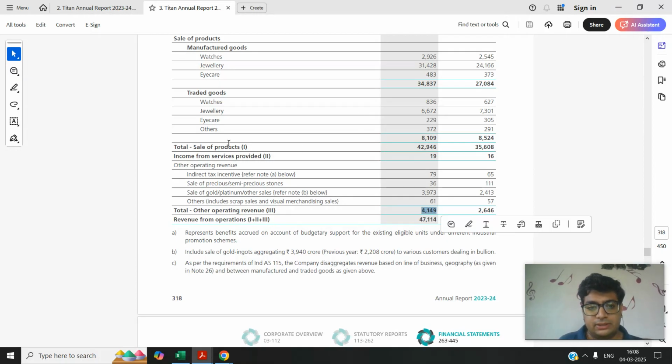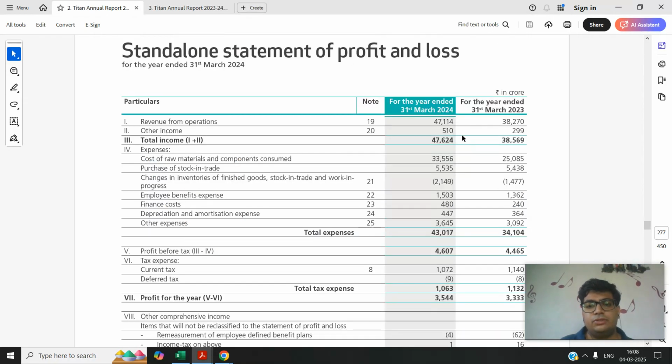When you add all these three, money that you made by selling your products, by selling your services, and other operating revenue, it amounts to 47,114 crore, which is what is presented here on the face of statement of profit and loss. So the way statement of profit and loss works is, the first heading will be revenue from operations, उसके रिलेटेड एडिशनल डिटेल आप नोट में डालेंगे और यहाँ पर सिर्फ टोटल होगा.